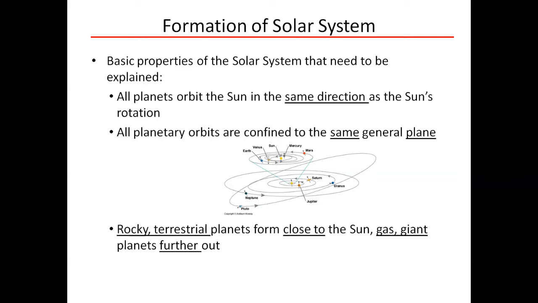And we need this so that we can explain some of the basic properties of our solar system, which include the fact that all the planets orbit the sun in the same direction. They are all on the same general plane, and what we can see here in the diagram, if we look at our inner planets, their planes are relatively flat, and only a few of the outer planets are skewed, but it's not very much. And the fact that we have rocky planets close to the sun, and we have gas giants further out.